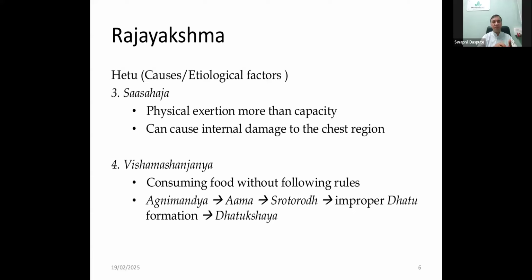Sahasaja Rajakshma. Whatever is the physical capacity, beyond that, if something is done on a regular basis. I had given this example of people exercising regularly, where somebody is lifting, say, 2 kg weight today, does 2 kg for some time, then goes to 3 kg, then goes to 4 kg, 5, 10, 20, 50, whatever.